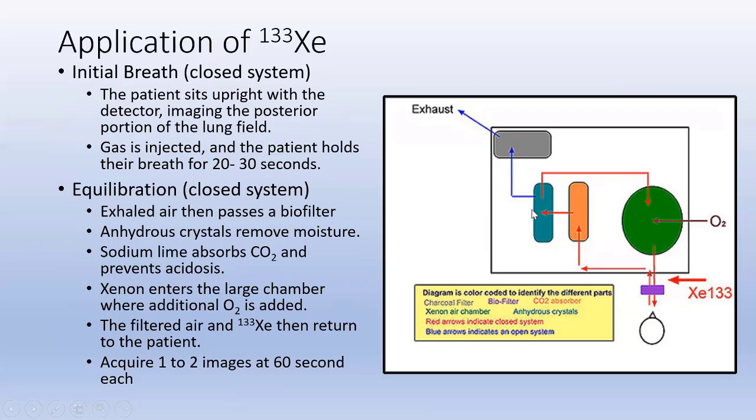From there, it goes to what I refer to as anhydrous crystals, which are actually blue and slowly turn pink as they absorb the moisture. And then that exits around, goes into a big drum or into a big airbag, and collects the xenon. Along with that, we dump in more oxygen. And then the patient inhales again and exhales, and it goes through the red loops as we see here with the arrows, and it goes around and around until the end of equilibration.